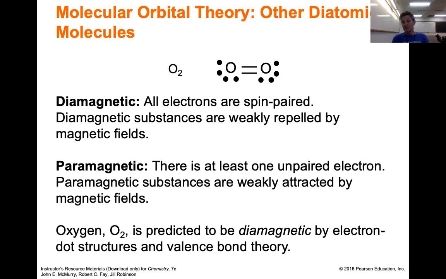So oxygen is predicted to be diamagnetic by electron dot structures because they show you how we would have drawn it. We would have paired the electrons to form 2 bonds and then put 2 lone pairs on each oxygen.